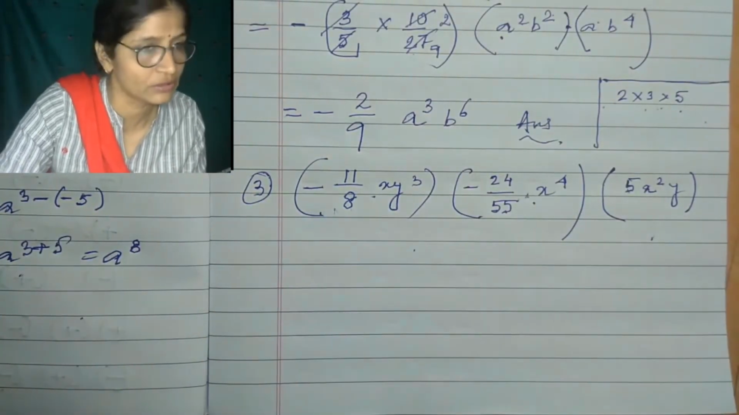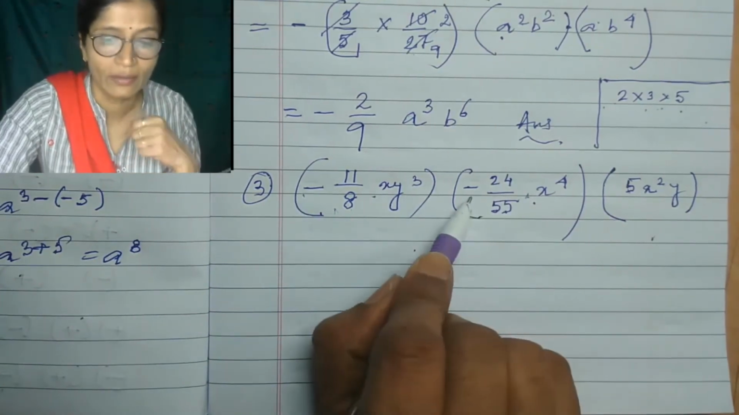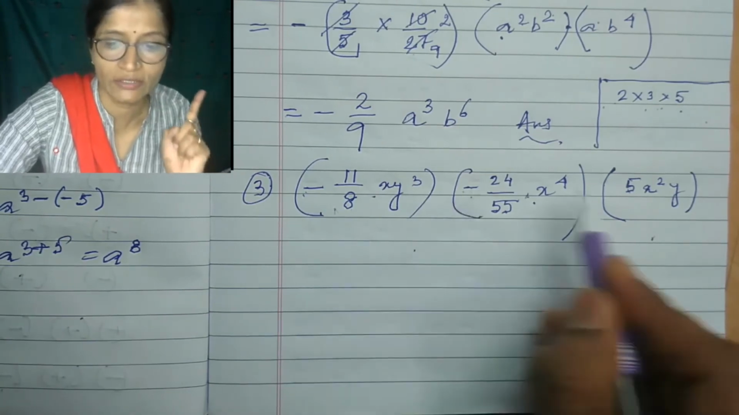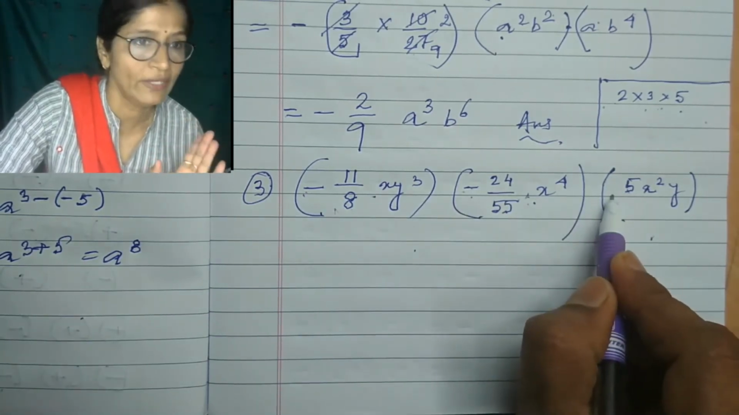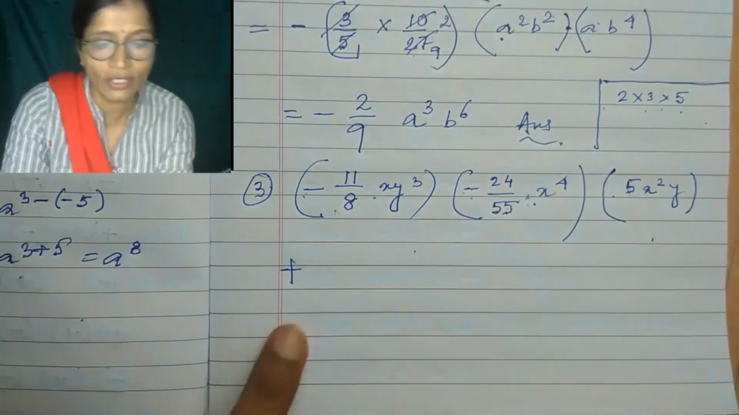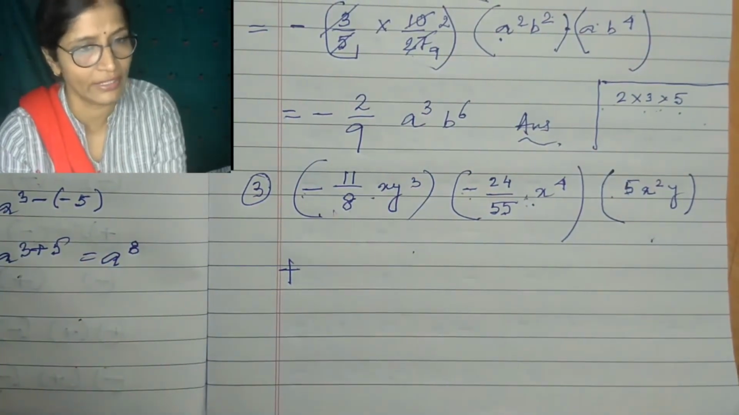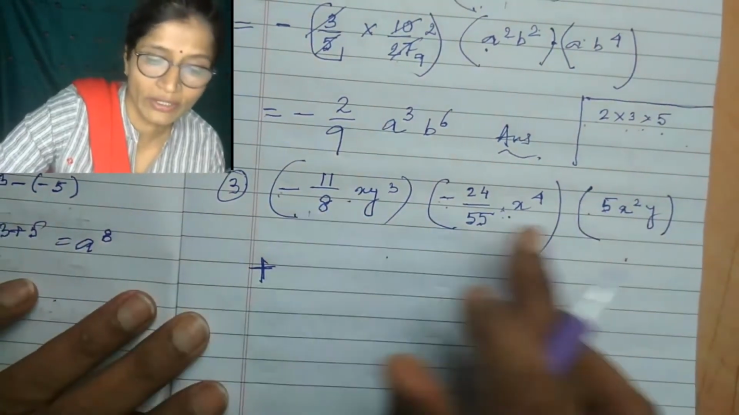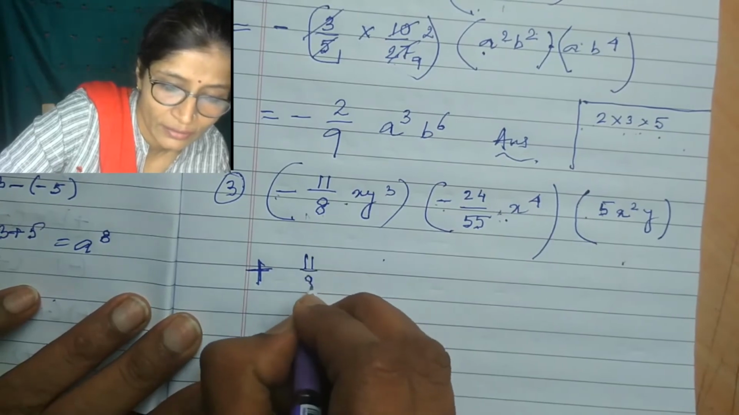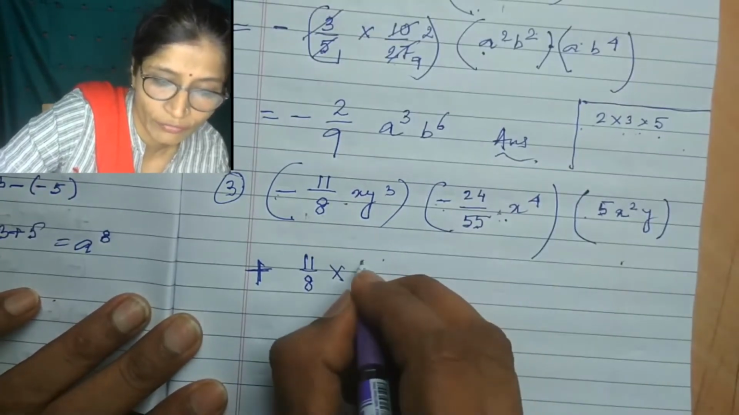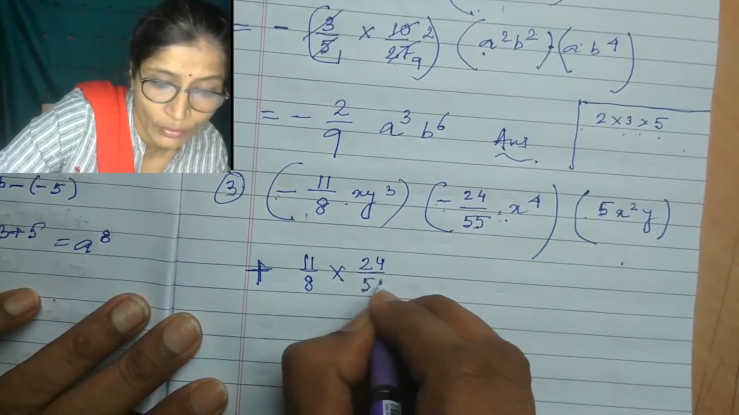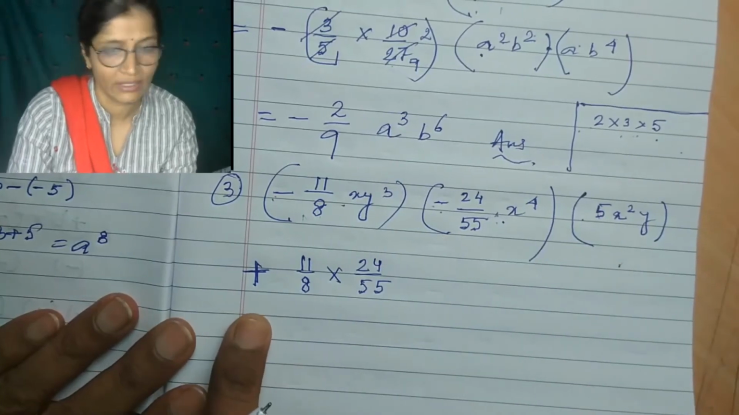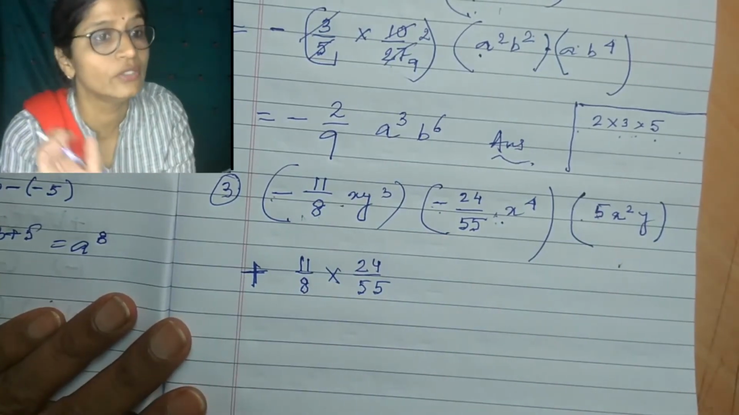So first I have to think about the sign. Minus into minus will be plus. And then this into this means plus into plus will be plus. So your answer will be plus. You need not write plus. When minus is there you write it, plus no need to write it. Now next is all the numerical coefficients. So 11 by 8 into 24 by 55. You don't have to think about the sign because I have already multiplied the signs and written it here.